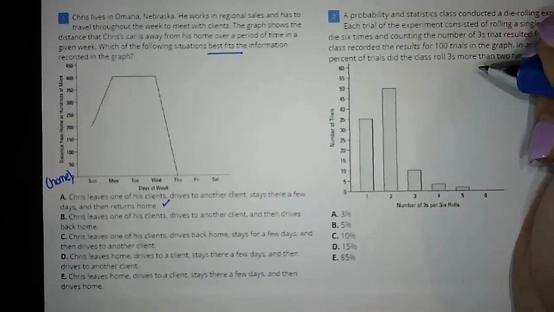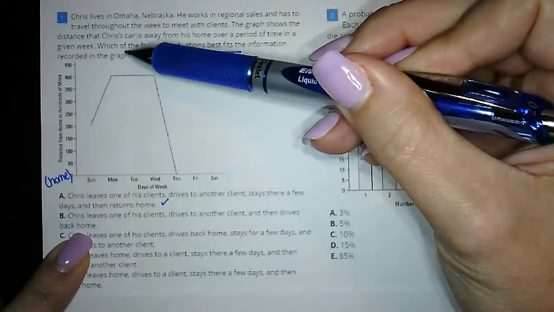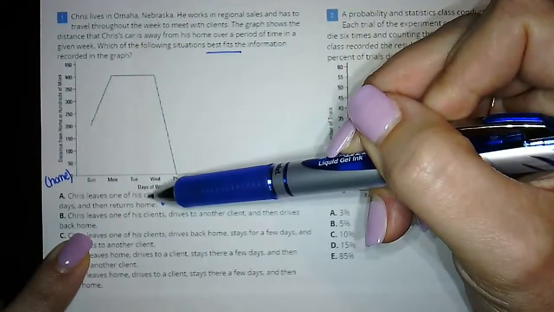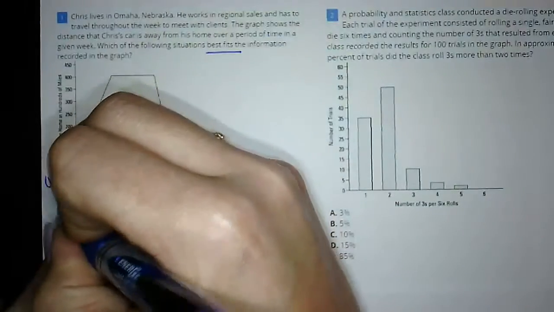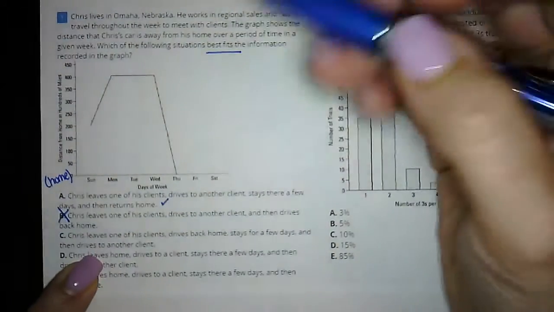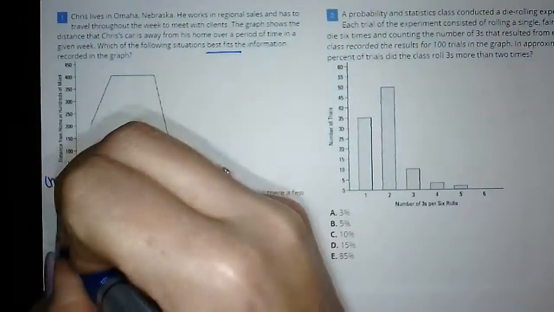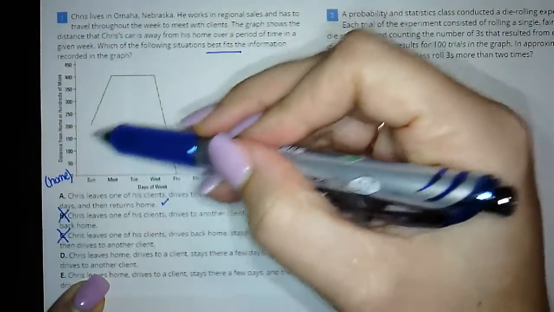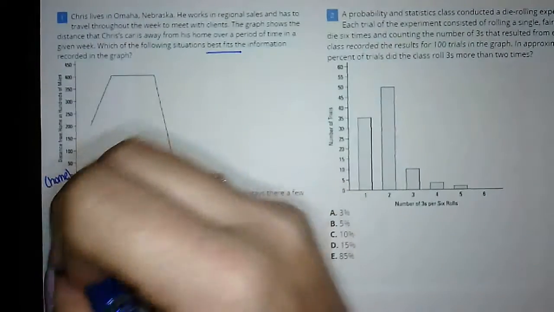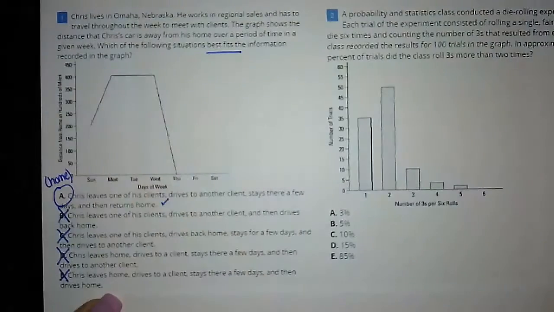Meaning, again, I need to read each one. Chris leaves one of his clients, drives to another client's, and then drives back home. Kind of, but there's this period where I'm staying somewhere. So this one doesn't quite make sense. A makes more sense. Chris leaves one of his clients, drives back home. He does not go home instantly, so that does not make sense. Chris leaves home. He's not leaving home. He's leaving somewhere 200 miles away. Chris leaves home. Again, does not work, so A makes the most sense, and A is the answer.